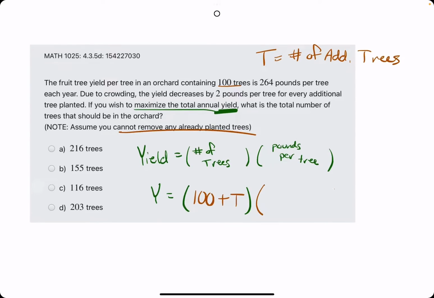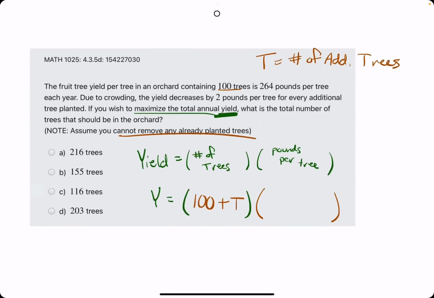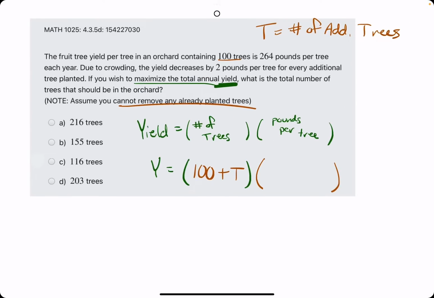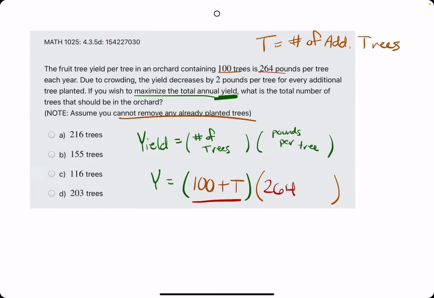Okay, so now we want pounds per tree. Using the last one as a reference for how I set this up, we can assume the next one is going to start with 264 pounds per tree. And then they tell us it's decreasing by 2 for every additional tree planted, so minus 2t. So this, just like that, is our yield equation.